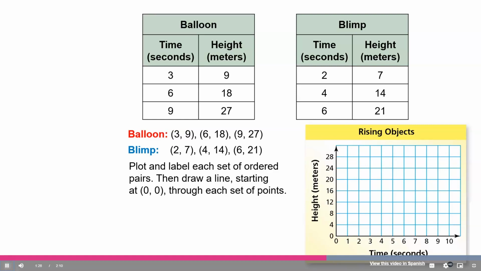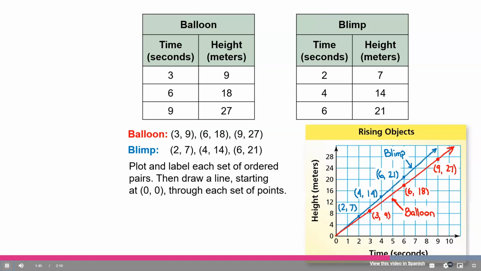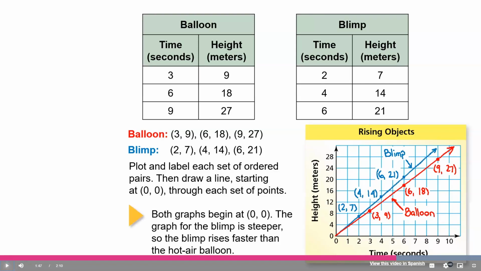For the balloon, plot 3, 9, 6, 18, and 9, 27. Then draw a line through the points, starting at 0, 0. For the blimp, plot 2, 7, 4, 14, and 6, 21, and draw a line through the points starting at 0, 0. Both graphed.